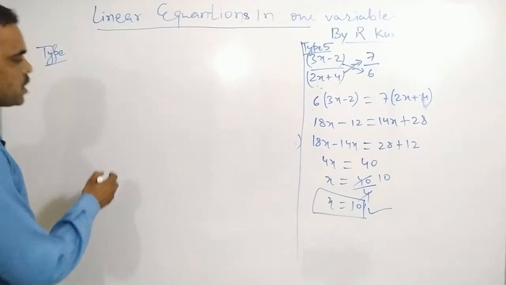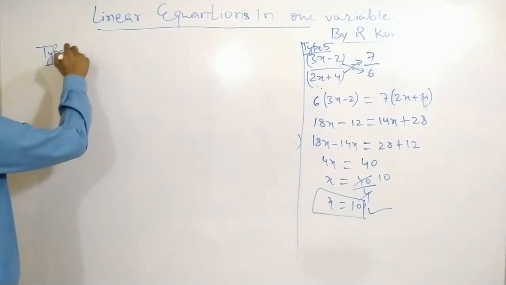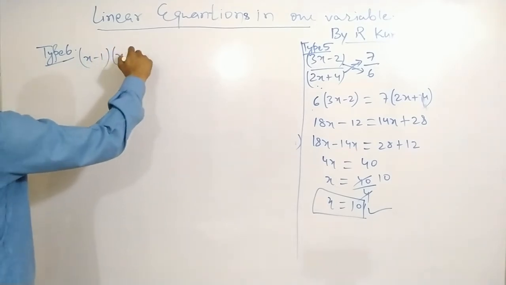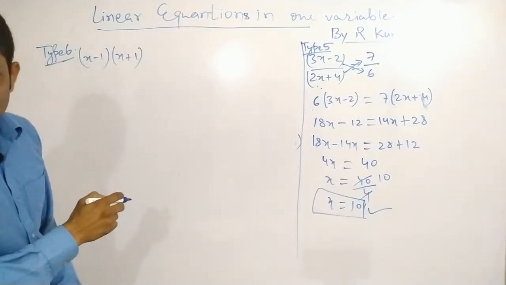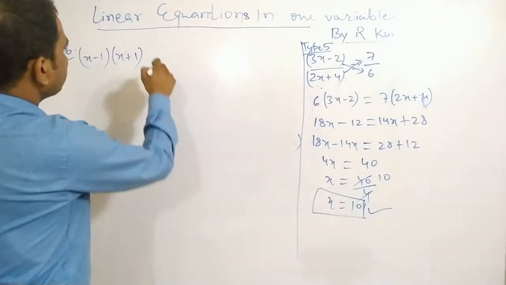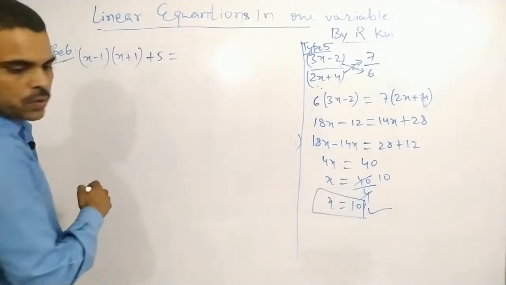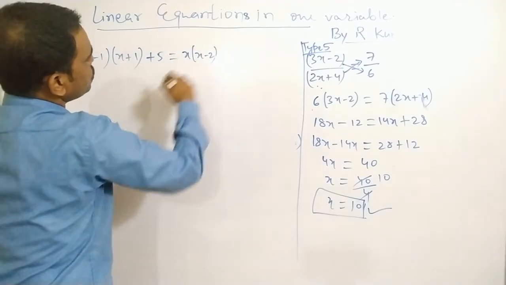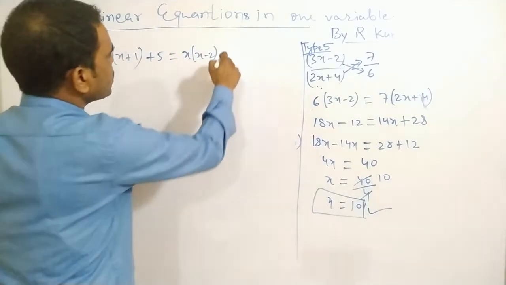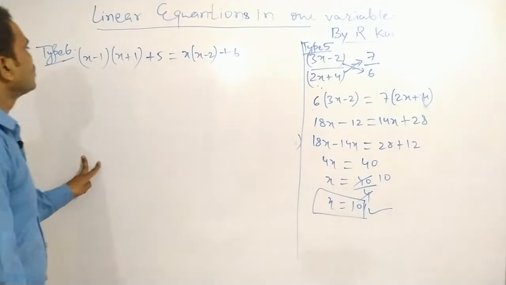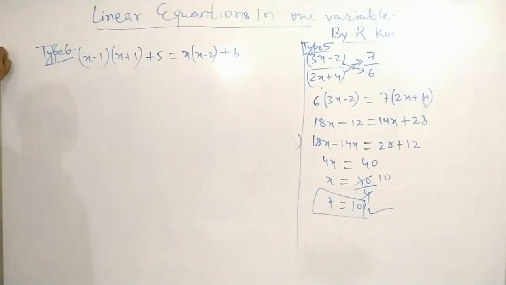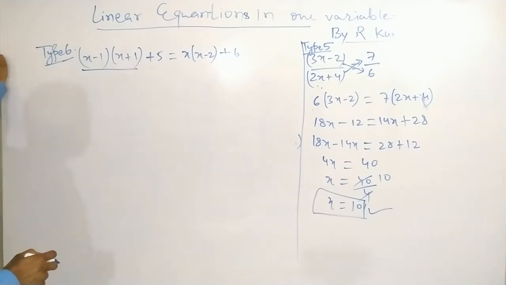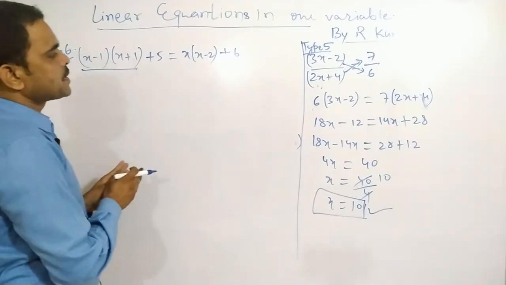(x - 1)(x + 1) + 5 = x² - 2x + 6. It is not type 6. Let us try to do this one more time. Same line I'll use. We'll first write its simplest form.